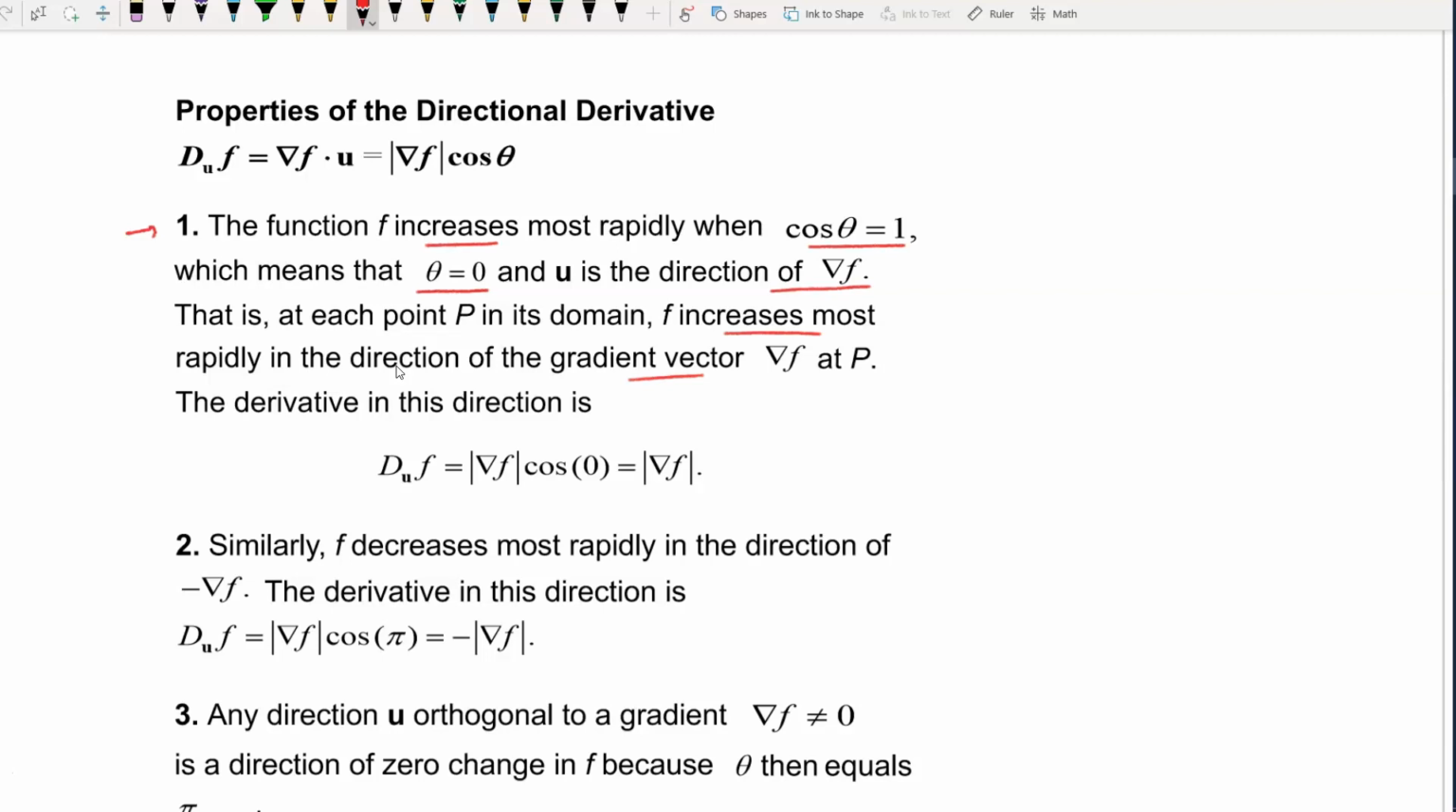So here we have the gradient of f at p. The derivative in this direction is equal to the length of the gradient of f times cosine 0. Cosine 0 is equal to 1, and this is equal to the length of the gradient of f. Number 2, f decreases most rapidly in the direction of negative gradient f. The derivative in this direction is the length of the gradient of f times cosine pi. Cosine pi is equal to negative 1, so this is equal to negative the length of the gradient of f.